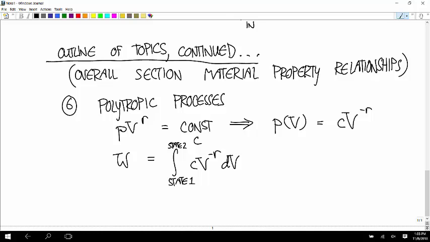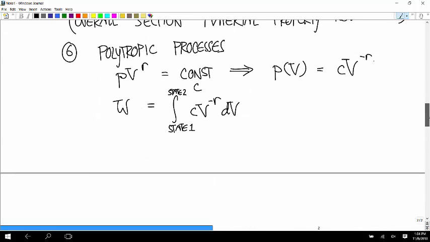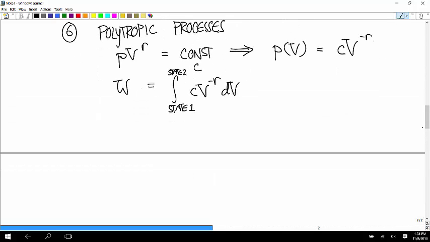Okay, so remember that to do that integral for the work, it tends to be given in this form, PV to the R, but you need to get P as a function of V. If anybody has any questions about any of these, please stop me and we'll go through it. So number 7.